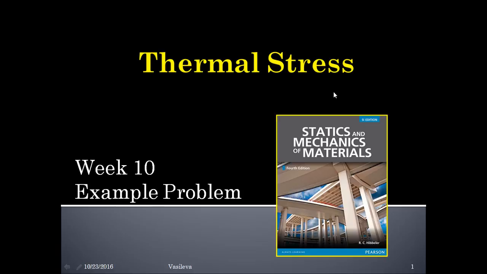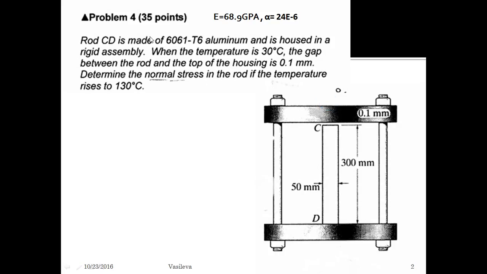Today we're going to look at thermal stress and a sample exam problem. So rod CD is made of aluminum and is housed in a rigid assembly. When the temperature is 30 degrees Celsius, the gap between the rod and the top of the housing is 0.1 millimeter. Determine the normal stress in the rod if the temperature rises to 130 degrees Celsius. We're also given Young's modulus and alpha, which is the coefficient of thermal expansion.